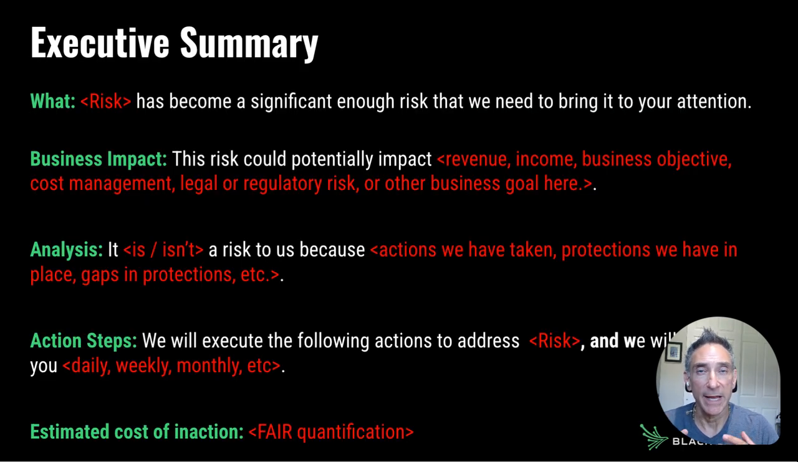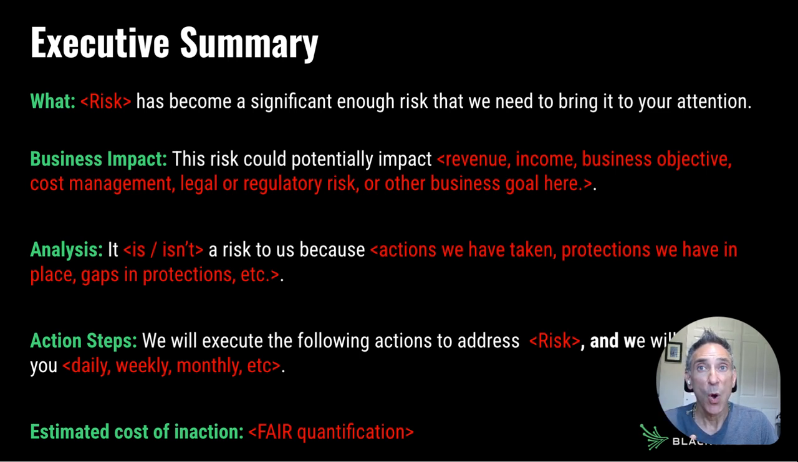So first thing is the executive summary. The executive summary is sort of the aha, right? How do we get the board to pay attention? So the first thing we want to talk about is what risk are we talking about? And we have to highlight the fact that it's become significant enough that it's a board topic, right? There are lots of risks in the organization that boards don't necessarily care about, nor should they care about.